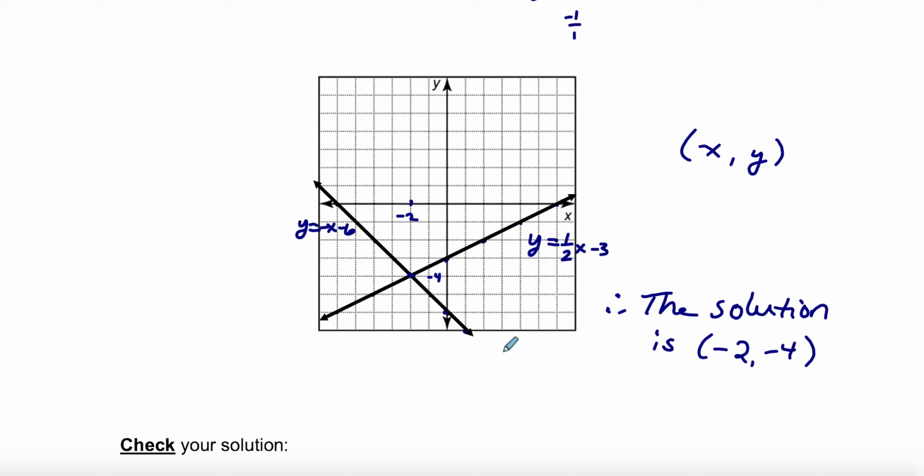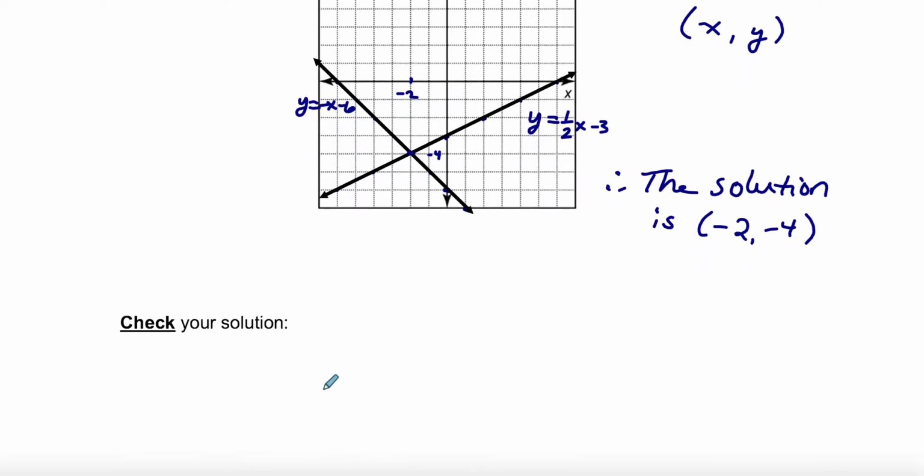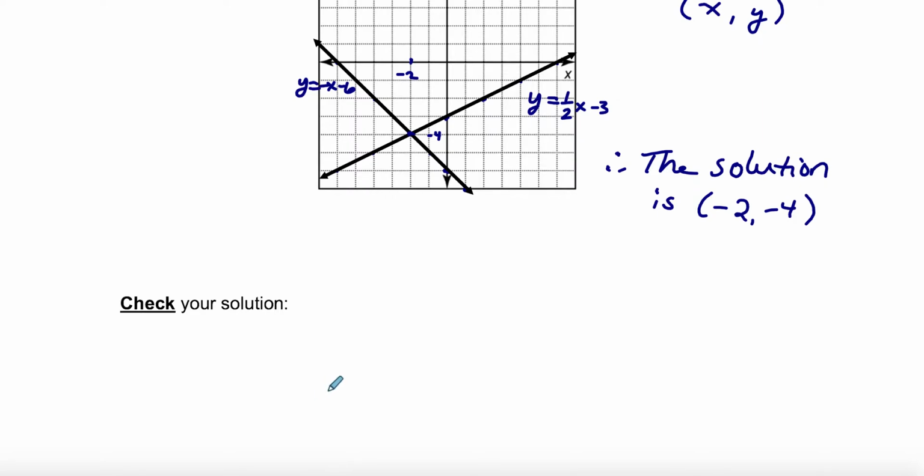Believe it or not, when I teach grade 10 academic math, my very first unit with my grade 10 students is called linear systems. And this is exactly what you would do in grade 10. So if you're good at graphing lines and you know exactly where they go, it's going to really be to your advantage. Another thing it's asking you to do down here is check your solution.